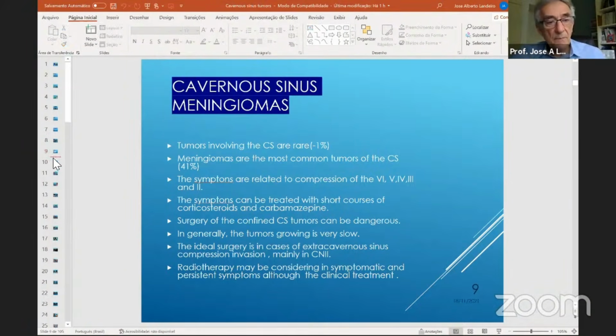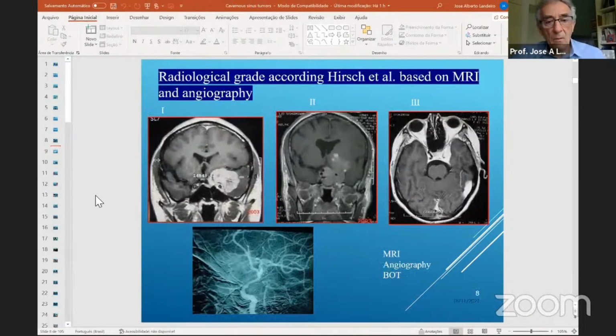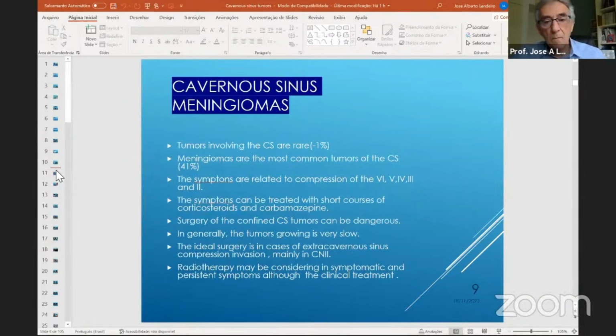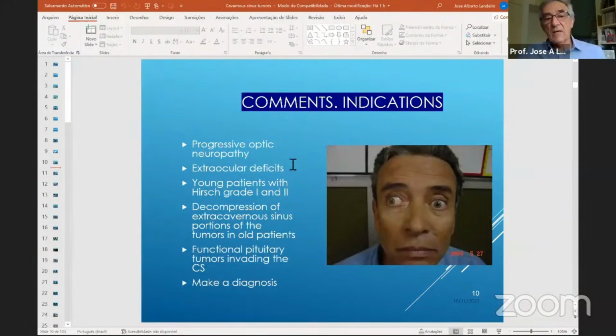As you can see here, look at the indications. If the patient has a progressive optic neuropathy, extraocular motor deficits, is a young patient with Hirsch grade 1 and grade 2, compression from the extracavernous sinus portions of the tumors in all patients, or a functional pituitary tumor invading the cavernous sinus, and to make a diagnosis.